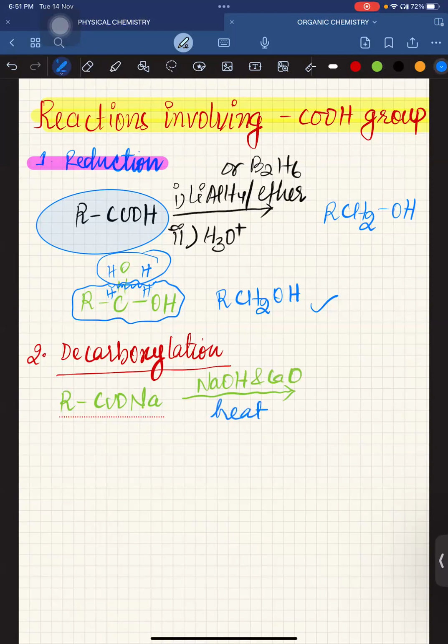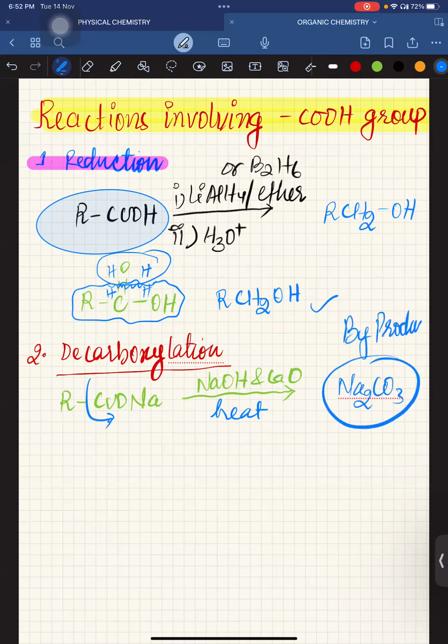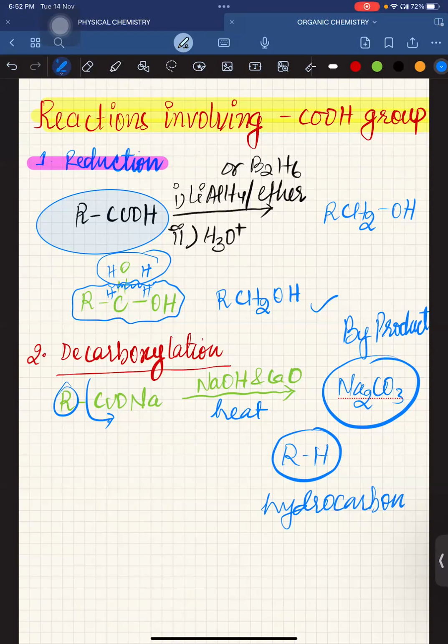And you are going to treat this with soda lime, a mixture of NaOH and CaO, and heat. So what will happen? Very simple. This whole quantity will be eliminated and it becomes Na2CO3. This is your byproduct. And this R will be connected with H directly. It will give a hydrocarbon.